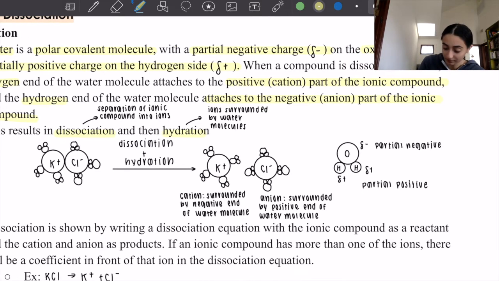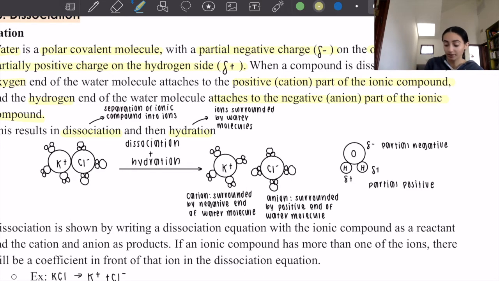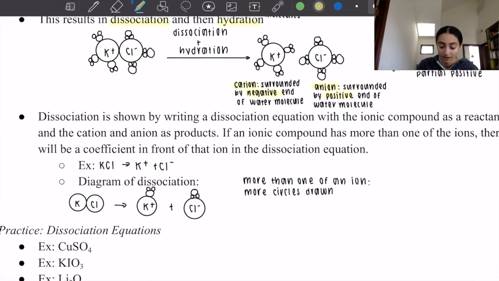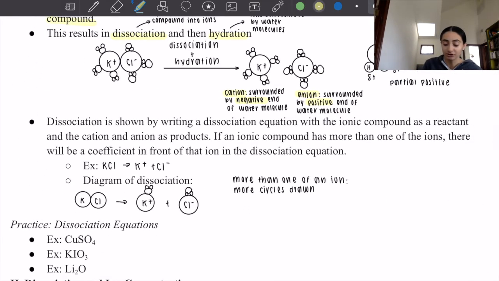And there's also a diagram of a water molecule. So the cation is surrounded by the negative end of the water molecule, and the anion is surrounded by the positive end of the water molecule. So how do we show dissociation? We don't draw a diagram every single time. We write a dissociation equation. So the ionic compound is a reactant, and the cation and anion are products.